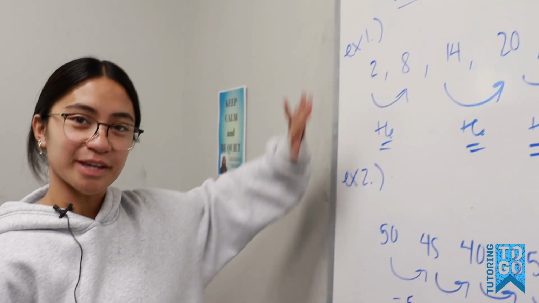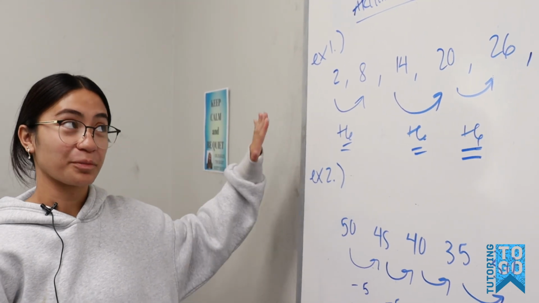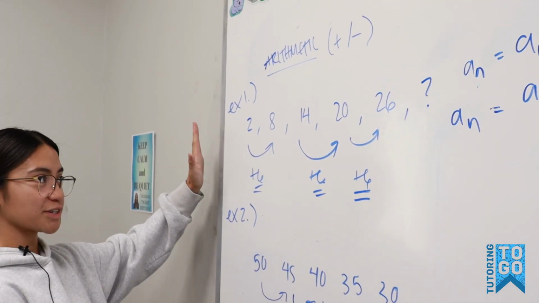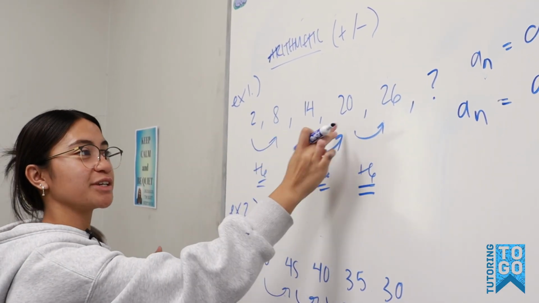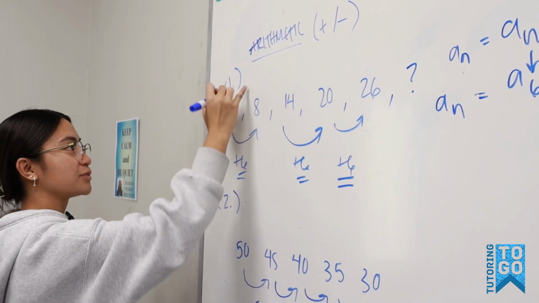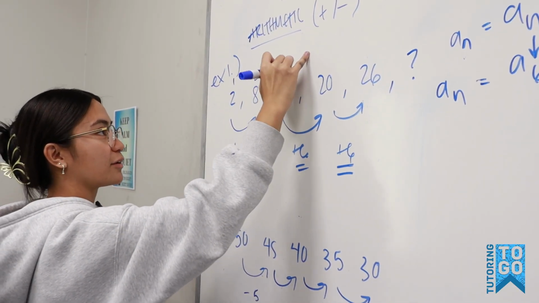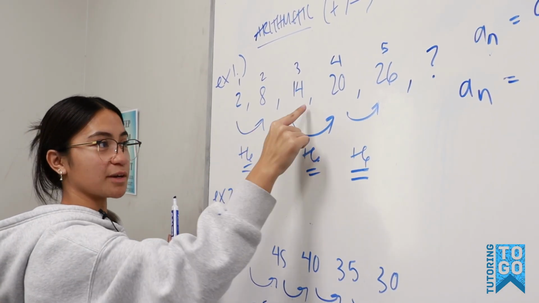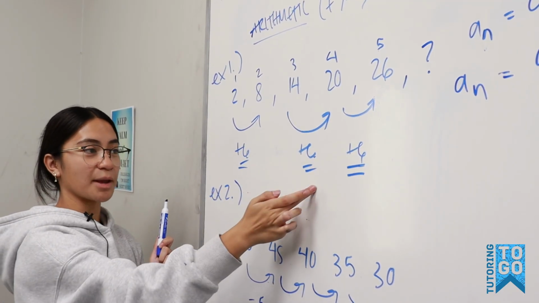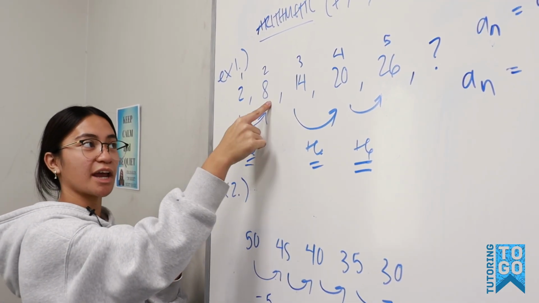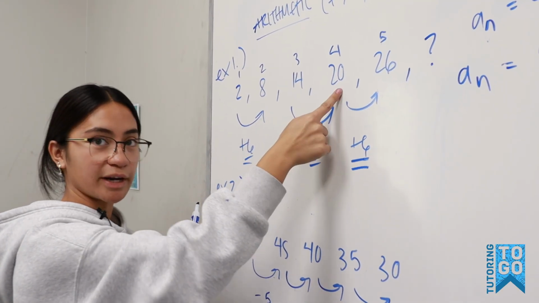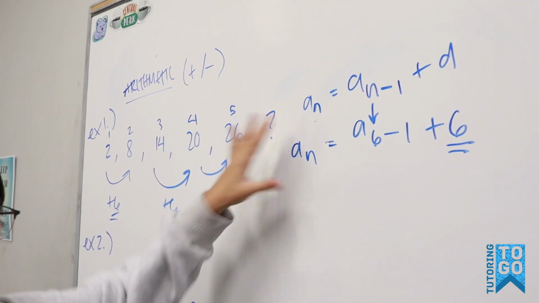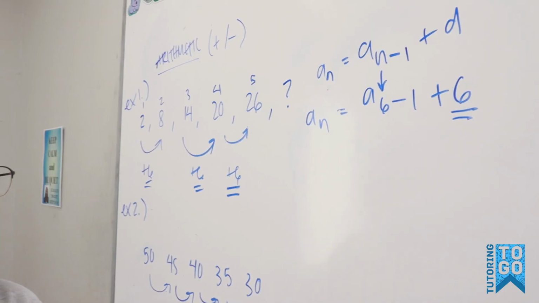So here are two examples of both arithmetic, recursive, and explicit equations. In our first example, we have the terms 2, 8, 14, 20, and 26. 2 being our first term, 8 being our second, third, fourth, and fifth. And we can see how each one of these numbers share the same common difference of plus 6. So 2 plus 6 is 8, 8 plus 6 is 14, 14 plus 6 is 20, so on and so forth.